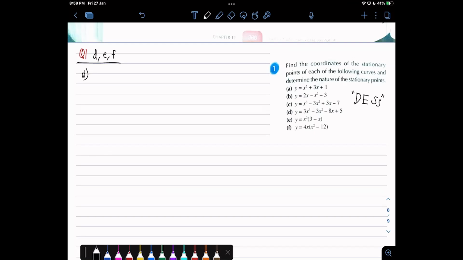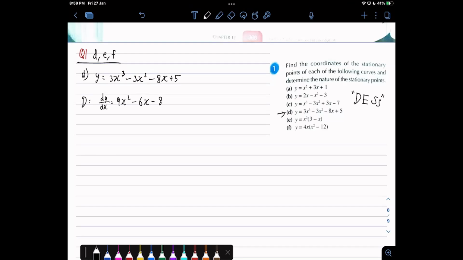I'll just demonstrate for the first question. 1D. y equals 3x cubed minus 3x squared minus 8x plus 5. Very good. There is the equation. First step is D, D for differentiate. So dy by dx. This one is very simple. I'm just going to go very fast. 9x squared minus 6x minus 8. Okay so far? Good.